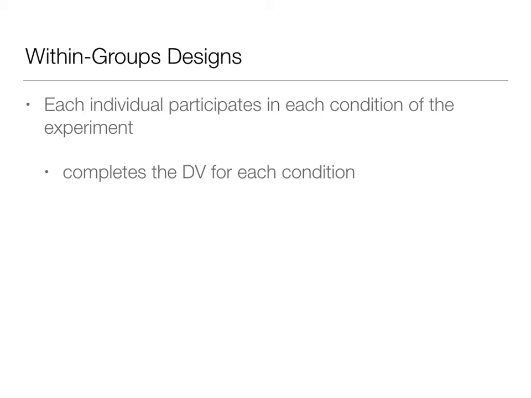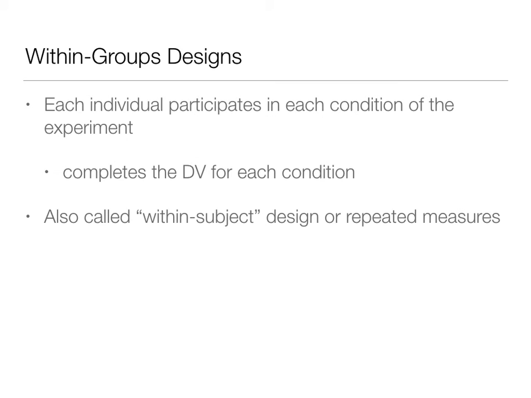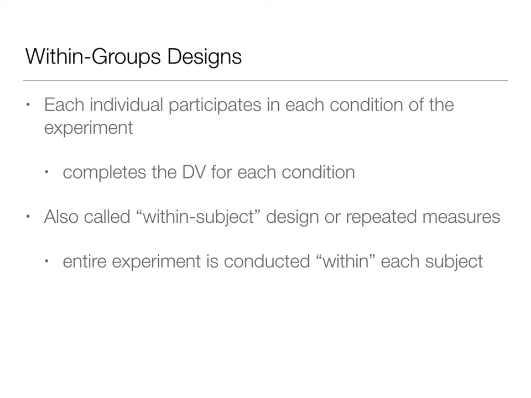So if you have one dependent variable and 2 levels of your independent variable, I'm going to have 2 scores for each person, okay? So I have 15 people in my study. I have 2 levels of the independent variable. I end up with 30 scores because each person gives me both a treatment and control condition score on the dependent variable, and 2 times the 15 people I have is 30. This is also called a within subjects design or a repeated measures design. And the reason we do this is because the entire experiment is conducted within each individual, within each participant, okay?